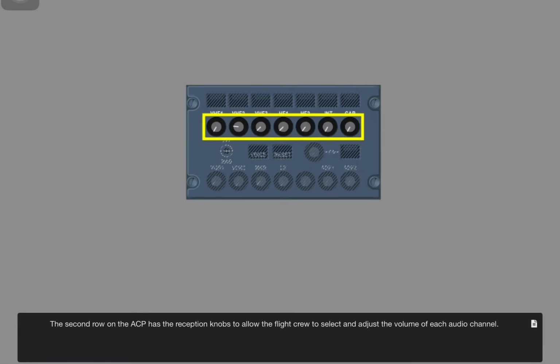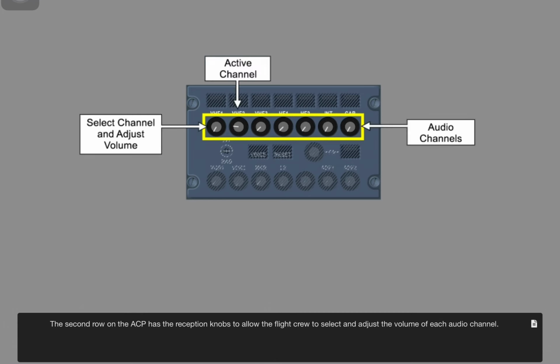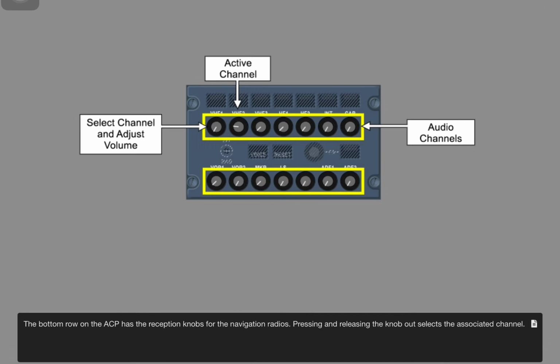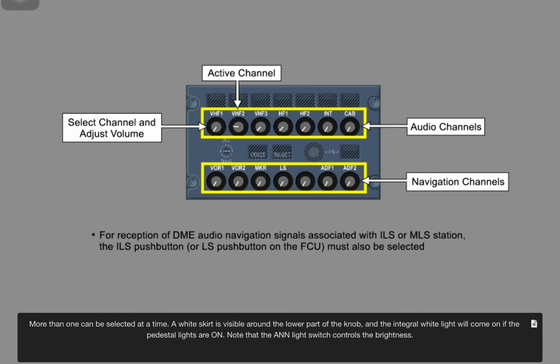The second row on the ACP has the reception knobs to allow the flight crew to select and adjust the volume of each audio channel. The bottom row on the ACP has the reception knobs for the navigation radios. Pressing and releasing the knob out selects the associated channel. More than one can be selected at a time.